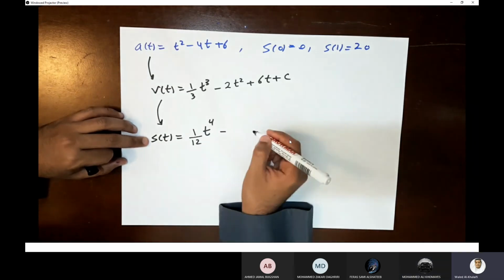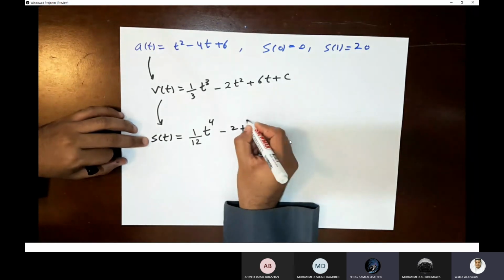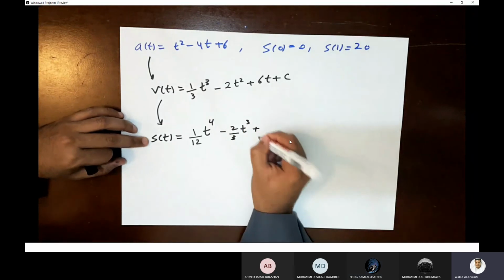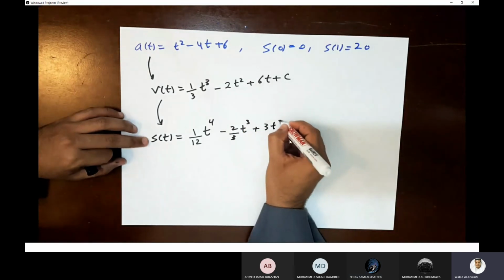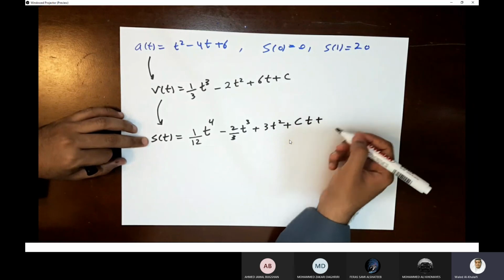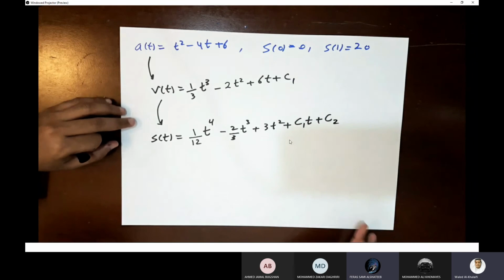Yes. Minus. Now this will be t to power 3 over 3. So it means minus 2. Yeah, exactly. Plus t square over 2. This is 3t square plus. Now this will be c1t plus another constant. Let's call this c1. Let's call the new one c2.